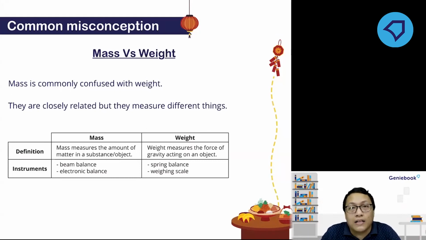Then what are the instruments used to measure these two? For mass, you use an electronic balance or a beam balance. And for weight, what do you use? You use a spring balance or a weighing scale. So these are the differences between mass and weight.